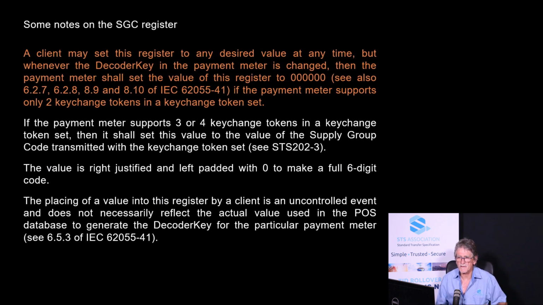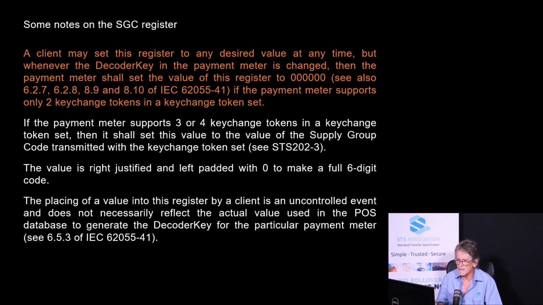Some notes on the SGC register. A client may set this register to any desired value at any time, but whenever the decoder key in the payment meter is changed, then the payment meter shall set the value of this register to 0. You can find reference to this in 62055-41. If the payment meter supports only 2 key change tokens in a key change token set, then, just to summarize, the meter must set this register to 0 after having done the key change.